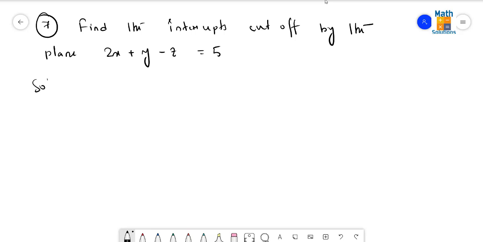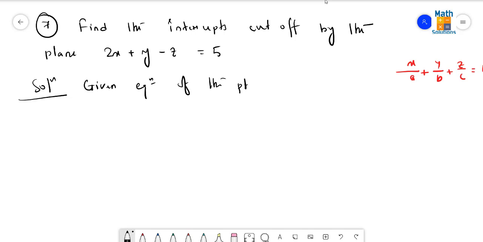So here in this case, what do we have to do? The intercept form of the equation of a plane we know as x by a plus y by b plus z by c is equal to 1. So in this form we shall try to get this equation now. The given equation of the plane is twice x plus y minus z is equal to 5.